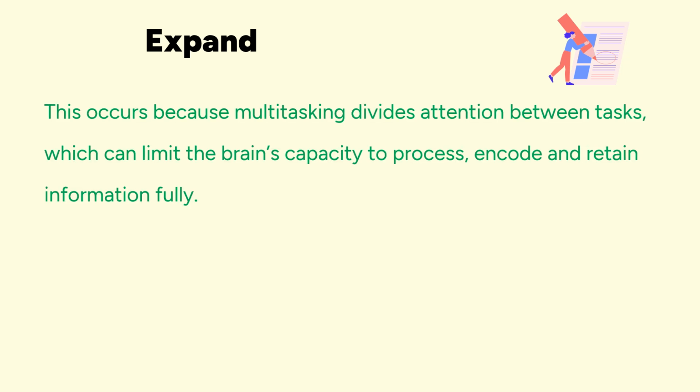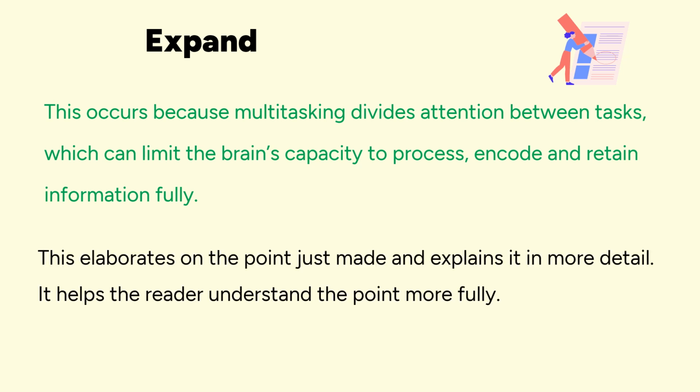Here is the expansion sentence. This elaborates on the point just made and explains it in a bit more detail. So here it explains why multitasking can reduce the brain's efficiency. It helps the reader understand the point more fully. So in this case, I'm thinking, okay, cognitive efficiency is all about the brain taking in information, and multitasking divides your attention between tasks.